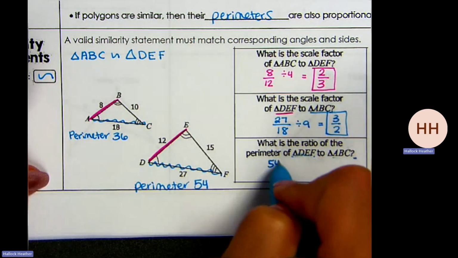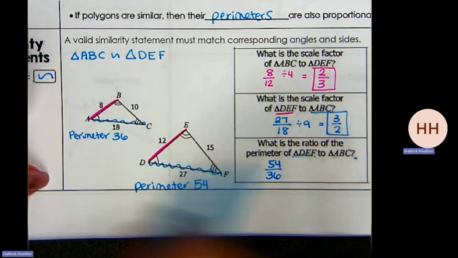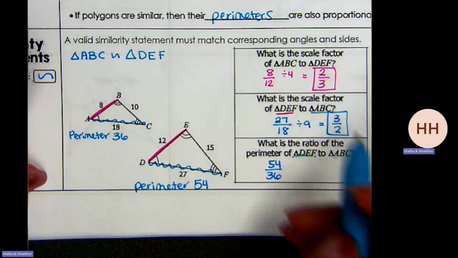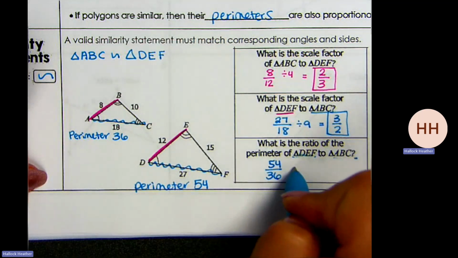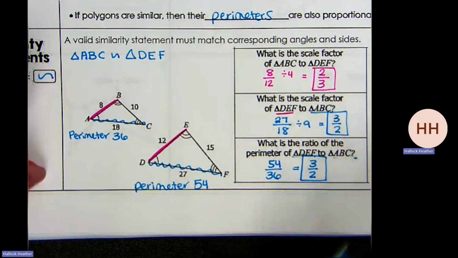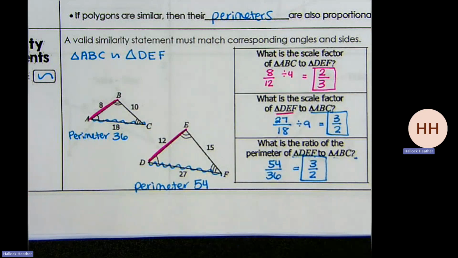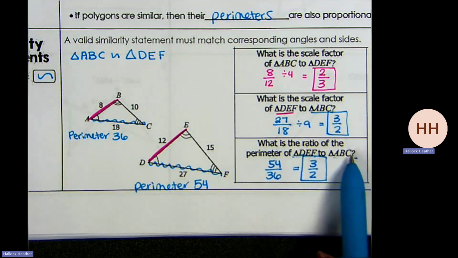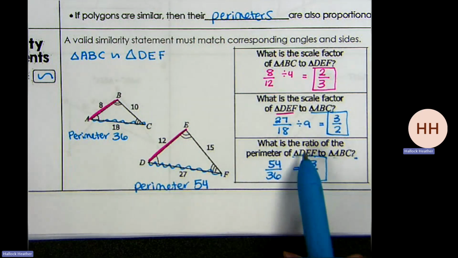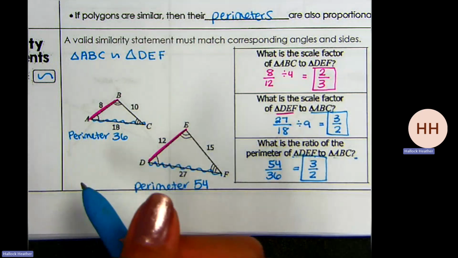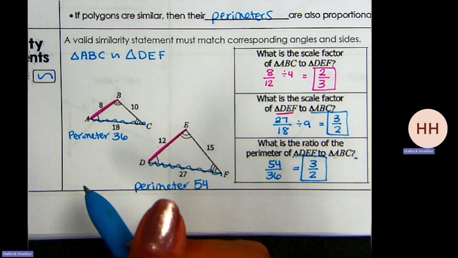So if I do 54/36 and I reduce that, that's also going to reduce to 3/2. So whatever the scale factor is, it's also the ratio for the perimeter because those fractions are all going to reduce the same. If I put it the opposite way, if I said triangle ABC to DEF, then it would be 2/3. Because it says DEF first, it's 3/2. Okay. On the back is where we're actually going to set up proportions and we're going to solve them.